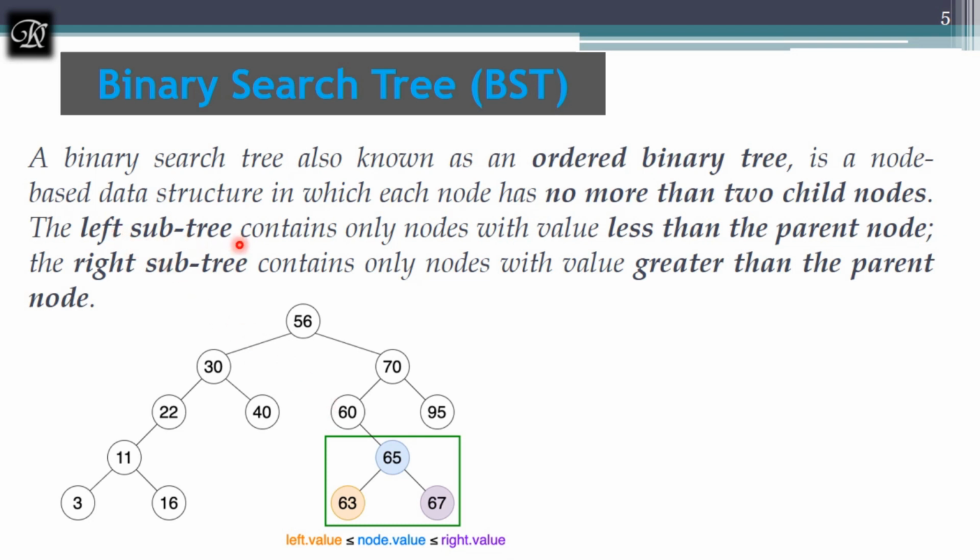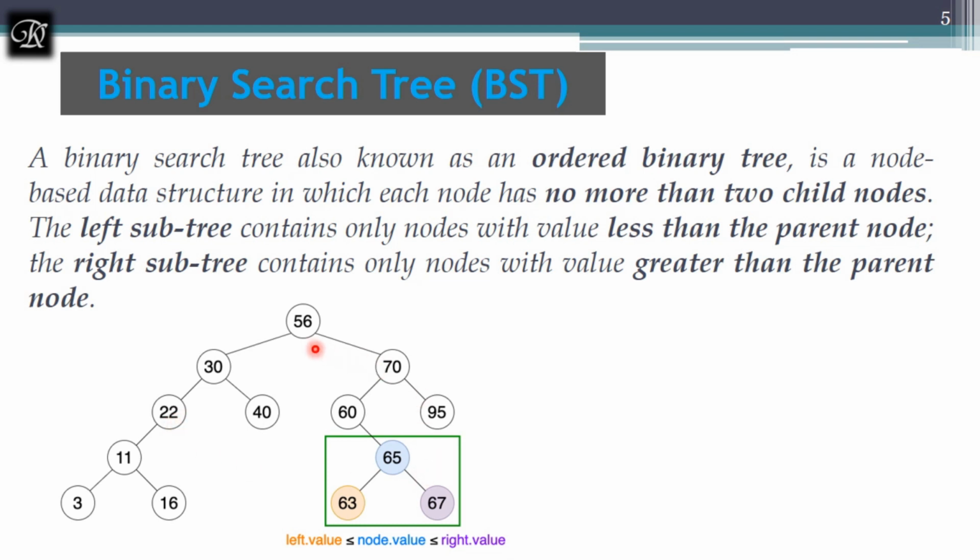The left subtree contains only nodes with a value less than the parent node. Consider 56 is the parent now, and for its children towards the left, you can check that all are less than 56. If I take this subtree, towards the left of the parent 30, all the nodes are less than 30.